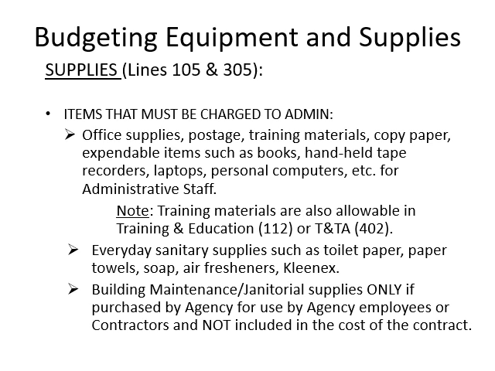Also charged to admin should be everyday sanitary supplies such as toilet paper, paper towels, soap, air fresheners, and Kleenex. Also, building maintenance, janitorial supplies, only if they are purchased by the agency for use by agency employees or contractors and not included in the cost of a contract.